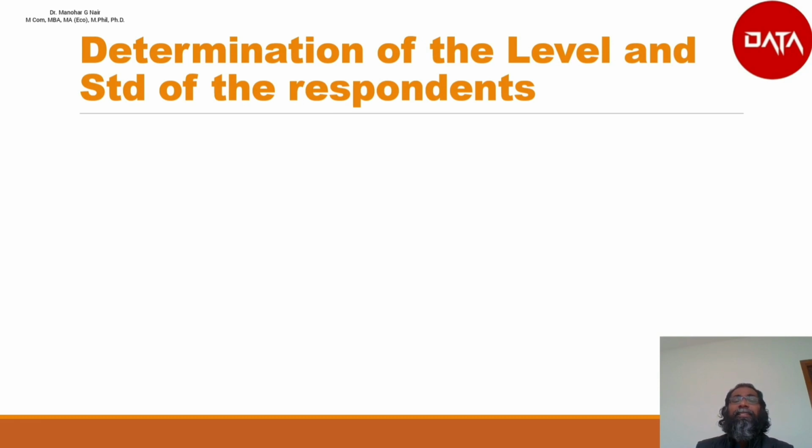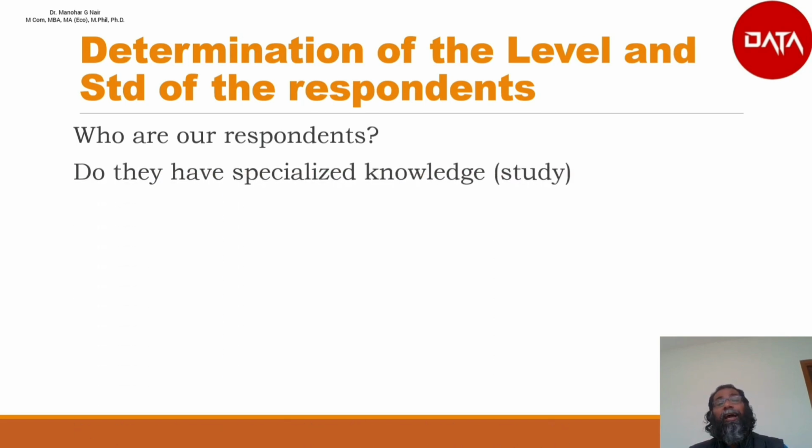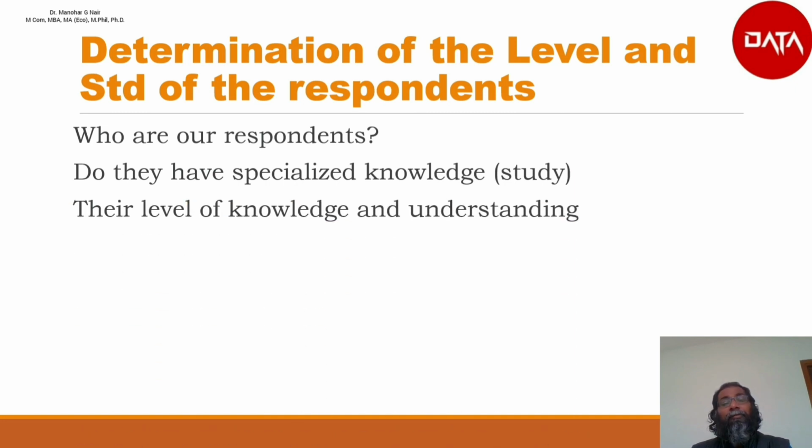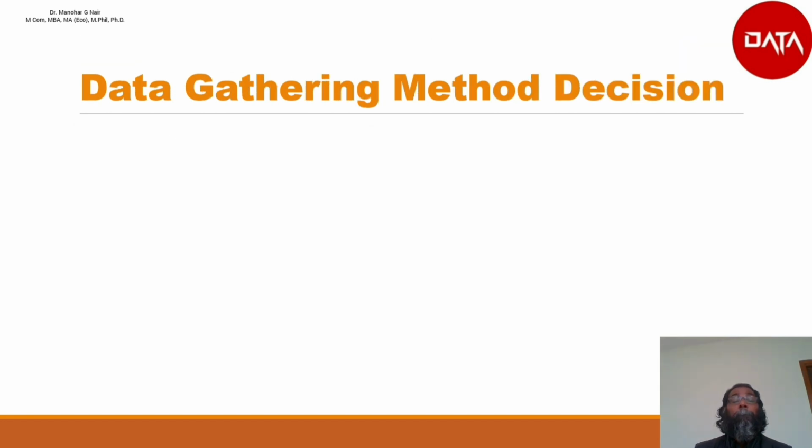And determination of the level and standard of the respondents is the third important point. First of all, the researcher must understand who are going to be our respondents. Do they have specialized knowledge in the area of study, or do they have a good understanding of the area of study? Their level of knowledge must be understood. Are they laymen? If they are laymen, sending a Google form or questionnaire may not work, so it is ideal to go directly for collection of data.